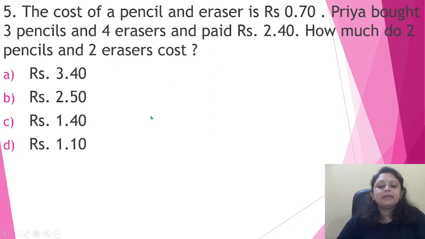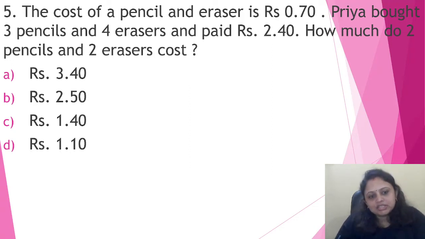The cost of a pencil and an eraser is 0.70. Priya bought 3 pencils and 4 erasers and paid rupees 2.40, 2 rupees 40 paise. How much do 2 pencils and 2 erasers cost?